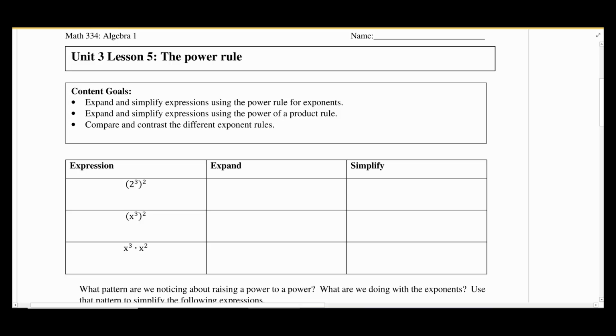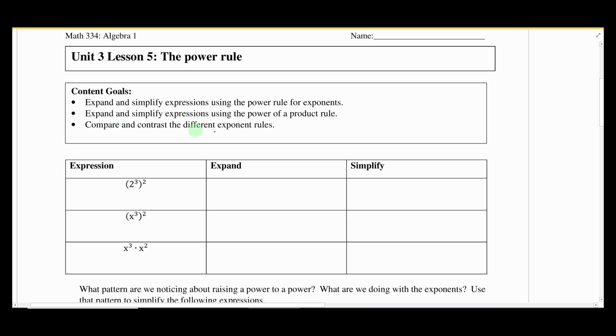We're going to be talking about the power rule today in our lesson video. So this was a topic we went over yesterday in our Desmos lesson. We talked about two different variations of the rule. So we're gonna talk about how to expand and simplify expressions using the power rule, and then we're also going to talk about how to expand and simplify expressions using the power of a product rule.